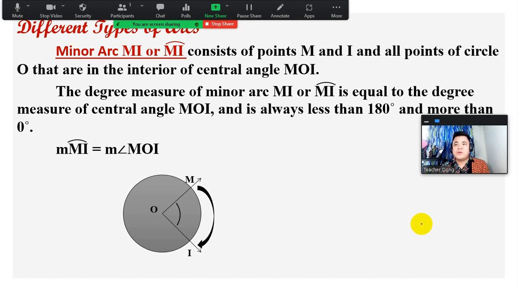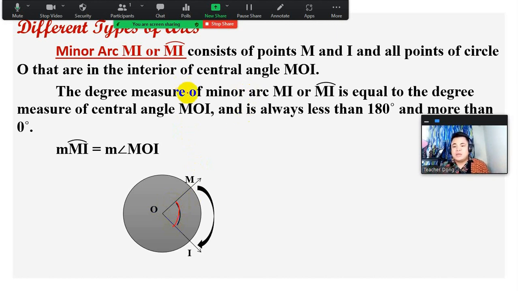Now, before we proceed in solving, let's have the different types of arc. So we have minor arc, major arc, and then semicircle. Now, what is a minor arc? Just like what you are seeing in the illustration, minor arc MI consists of points M and I and all points of the circle O that are in the interior of the angle MOI. So just like what you are seeing, this is the minor arc. You name a minor arc using two letters only.